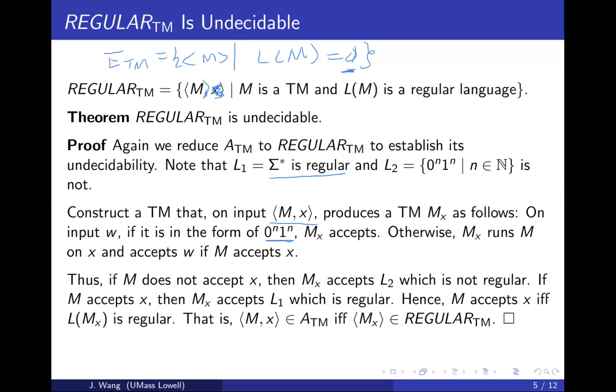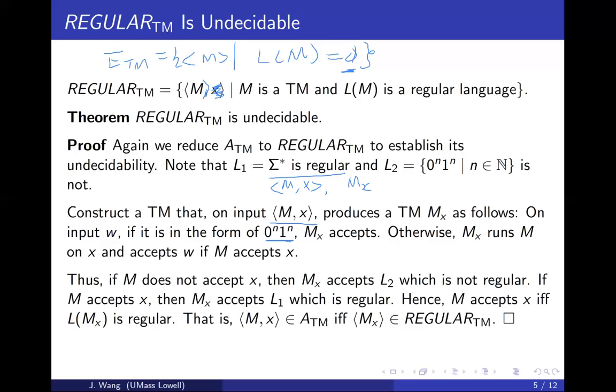And if it is in this form, M sub x accepts. Otherwise, M sub x runs M on x and accepts w if M accepts x. Now, this may look confusing, so let's draw up something here. We have an input M comma x. Based on this input, one is M, the other one is x.